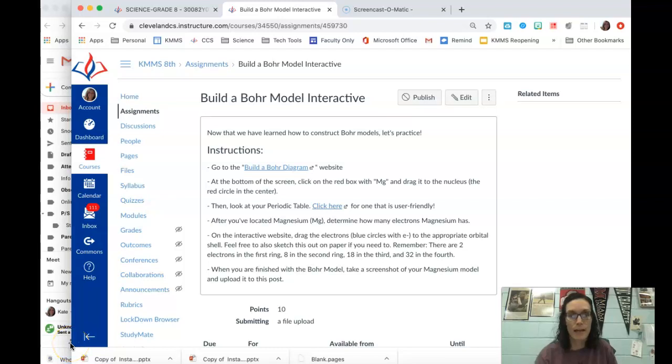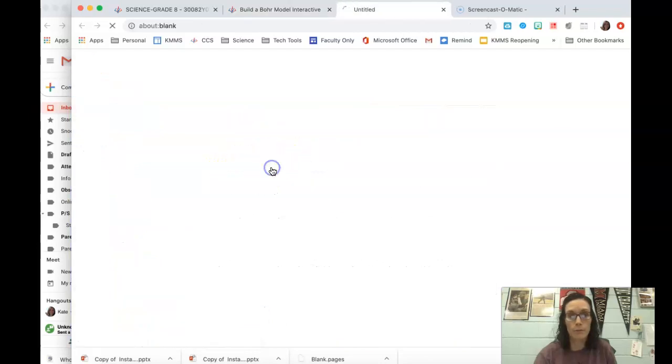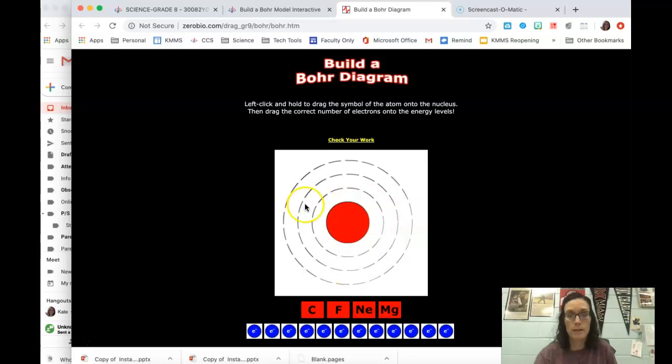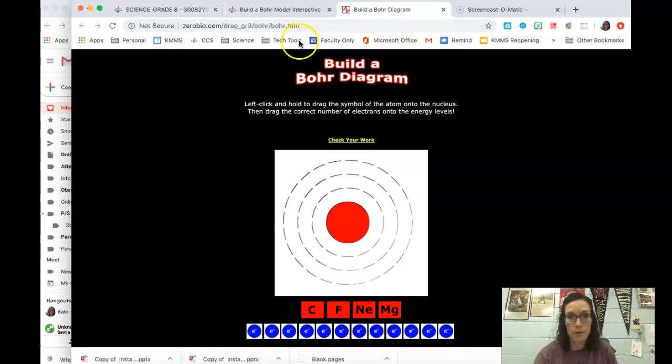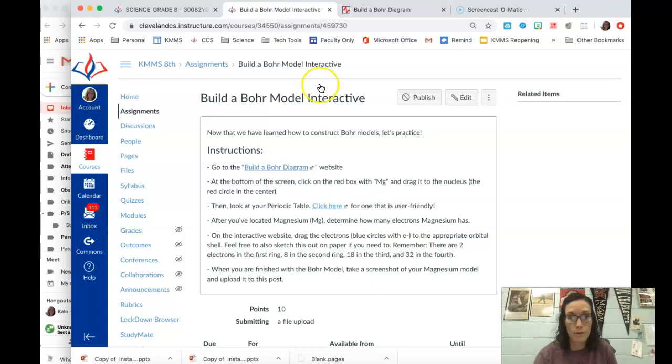Hi everyone, I am in the Build a Bohr Model interactive activity, and just to go through what you're doing here. You're going to go to the Build a Bohr Model diagram website. It's going to look like this, and the directions are for you to do magnesium. I'm going to do one of the other ones. I'm going to do carbon, just because that's the first one.